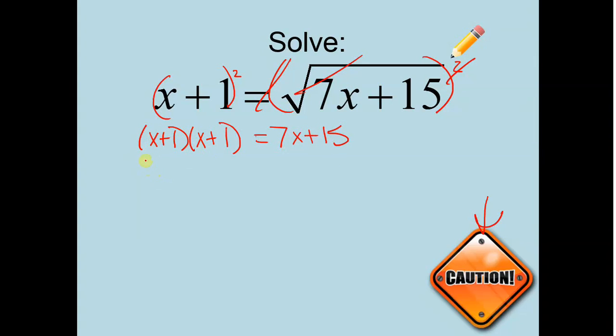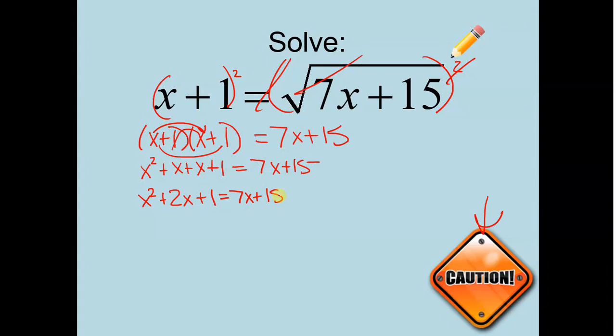x plus 1 times x plus 1, if we FOIL that out, we'll get x squared plus 1x plus 1x plus 1, and 7x plus 15 over there. We got x squared plus 2x plus 1 equals 7x plus 15. Doesn't look like we're getting very far, does it? Let's get that equal to 0. So let's subtract 7x, and let's subtract 15 too. We're going to get x squared minus 5x minus 14 equals 0.